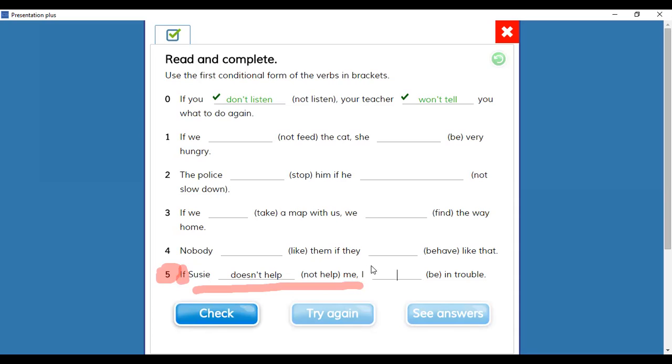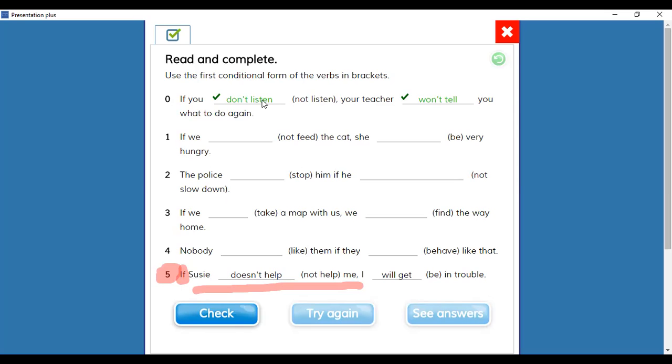If Susie doesn't help, aquí estamos ya en la parte del resultado. Porque está la coma aquí. What would you put here? ¿Qué pondría? What would you put in this way? I will get, yes. Will get in trouble. A ver, hay una que esté negativo en el... Acá está. No, está tampoco la misma que esta.